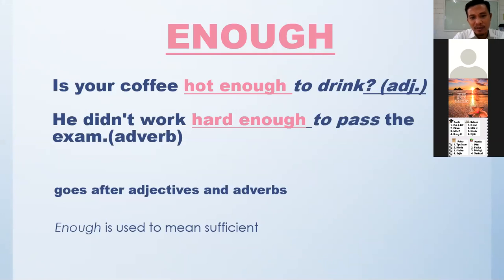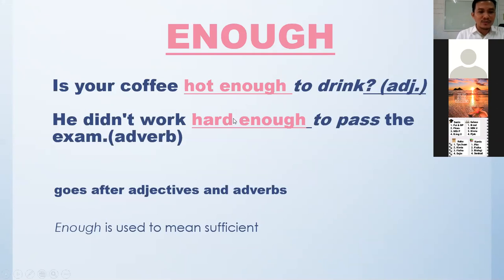To is followed by adjective or adverb. But enough comes after adjective and verb. Jadi posisinya berbeda ya. Okay, enough goes after adjective and adverb.